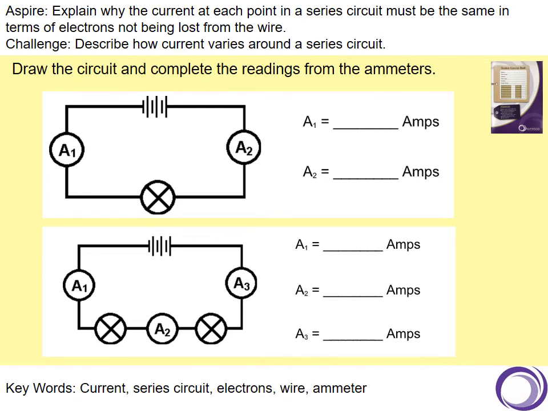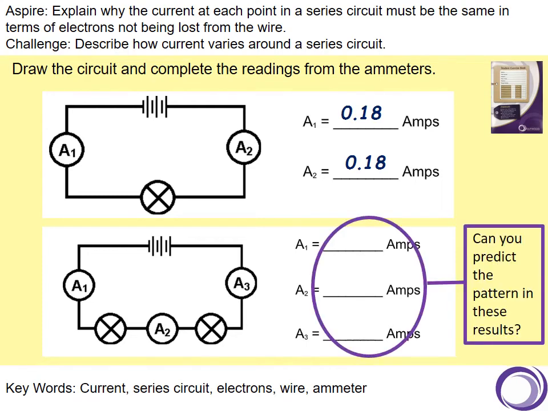So if we go back to our books, we should have the 2 readings written down, 0.18 and 0.18. So the observation is the fact that the current is the same at both points of that circuit. So with that knowledge, you should be able to put a prediction down for the readings at A1, A2 and A3. Now the prediction just needs to describe the pattern that you'd see in these 3 results.